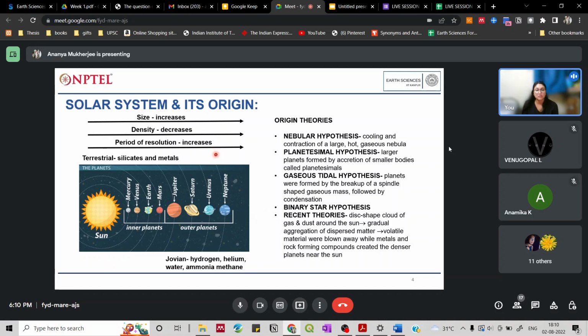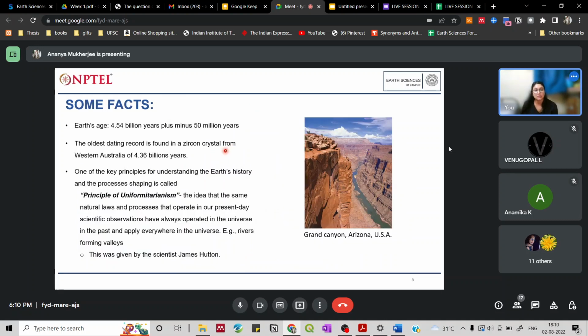Then later on we see that the Earth's age that we know till now is around 4.5 billion years, plus minus 50 million years, and such ages are usually determined through different kinds of dating procedures. So we have radiocarbon dating, potassium and argon dating, then rubidium, strontium, and uranium, lead. These are the different dating methods that are used, and for dating we use different kinds of minerals and the different kinds of elemental crystals that are found in the minerals.